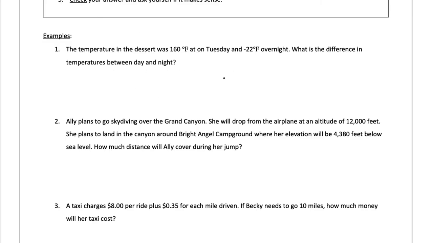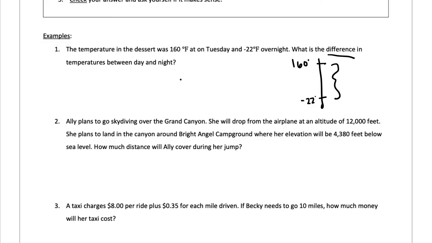So we went all the way from, imagine we're on a thermometer here, I'm at 160 degrees during the day. That is really hot. I'm going to get all the way down to negative 22 degrees at night. That's really cold. Well, in the desert, it's really drastic like that, so that makes sense here. But we want to find out what's the difference in the temperatures between the day and the night. So I want to figure out this entire distance between these two numbers. Well, thinking about a thermometer, it's kind of like a vertical number line.